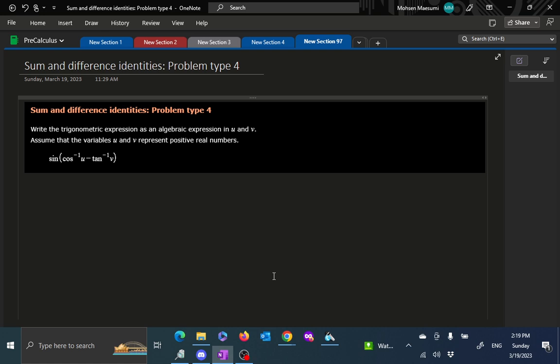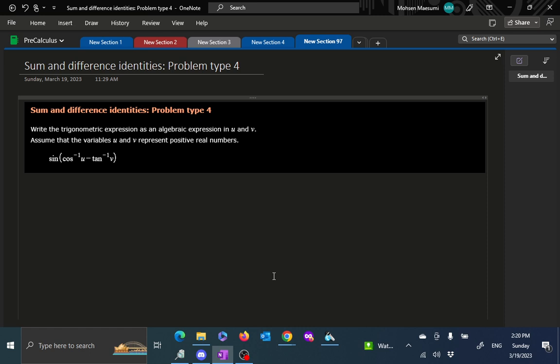Hi, welcome to pre-calculus. Topic today is sum and difference identities problem type 4. Type 4 here means that the input values are given in terms of variables, u and v, or some pair of letters, and we have combinations such as what you see here: sine of the quantity cosine inverse of u minus tangent inverse of v.